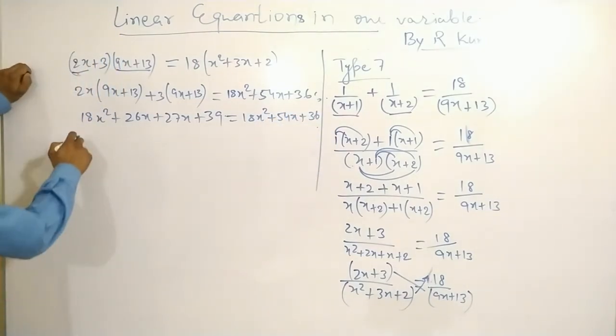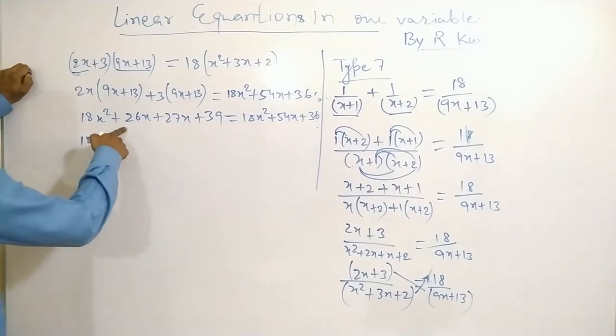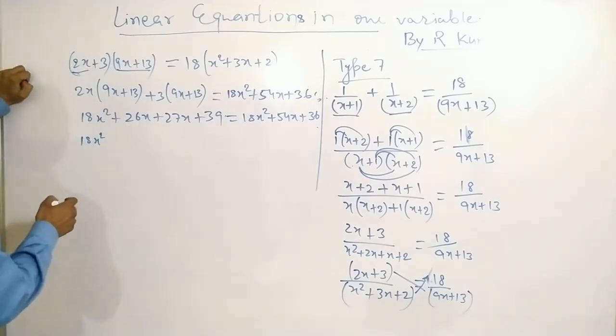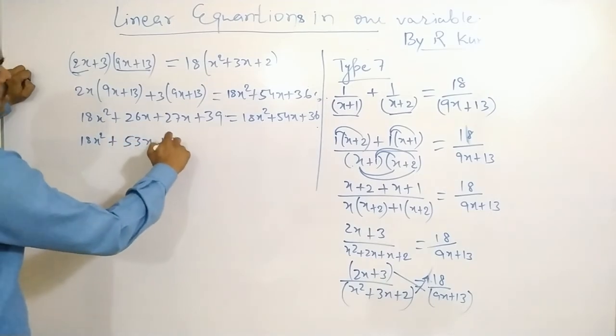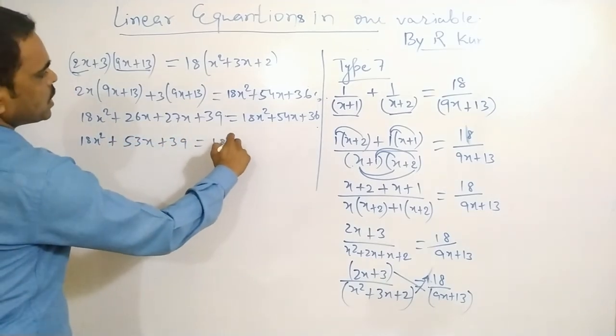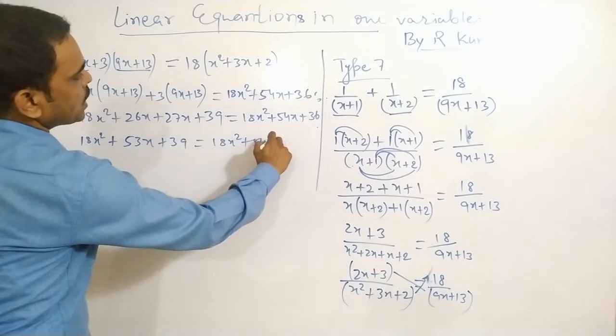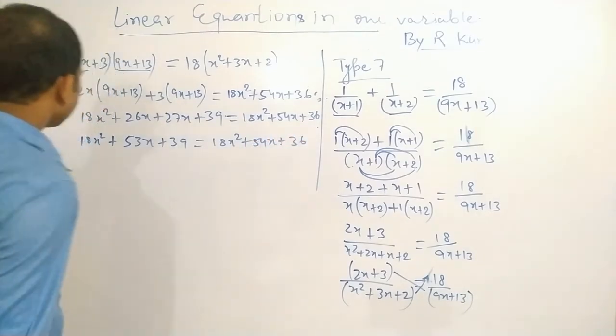We'll simplify it now. 18x square, 26 and 27. We will add it together. It will be now 53x plus 39 equals to 18x square plus 54x plus 36.